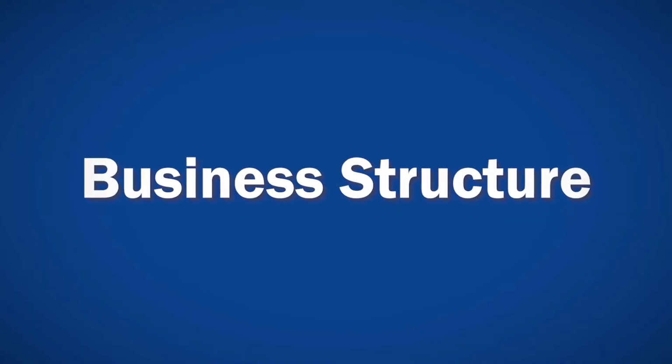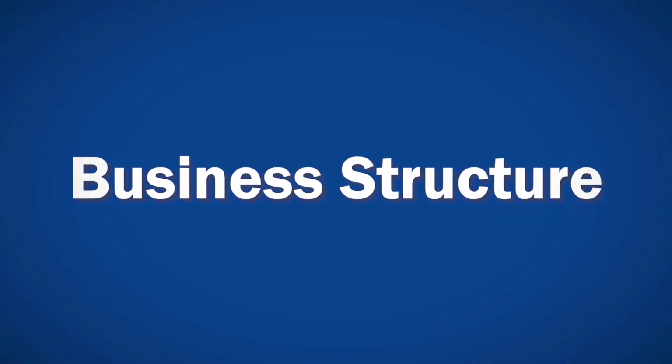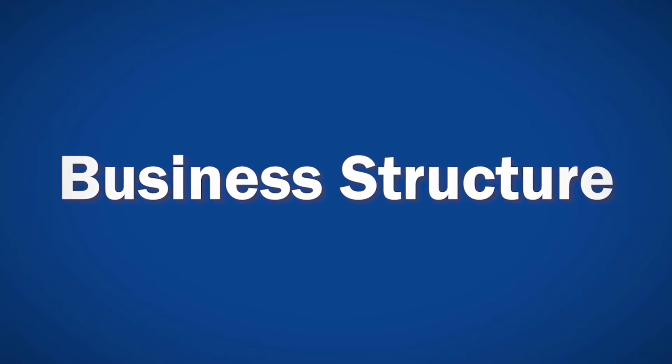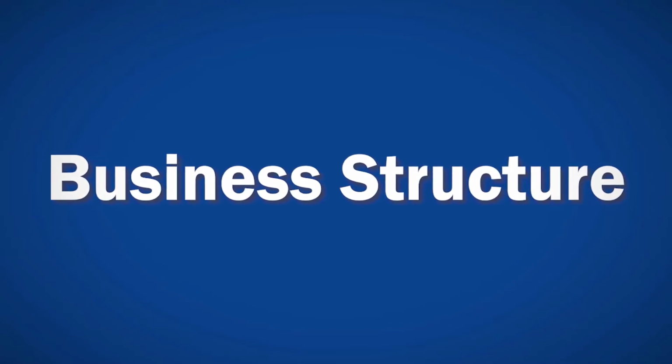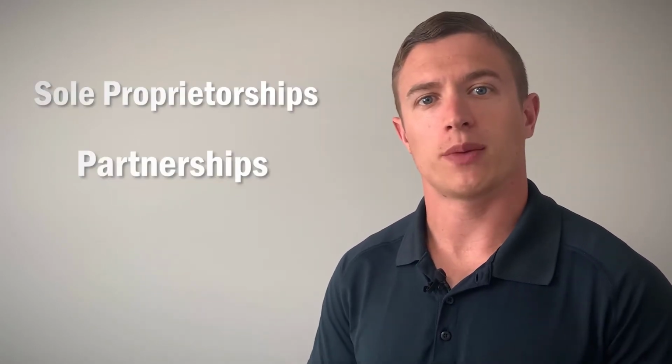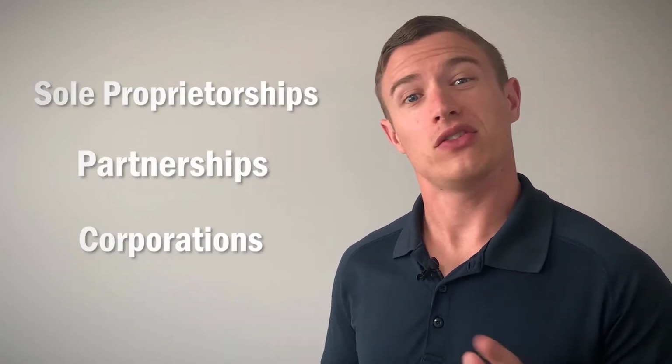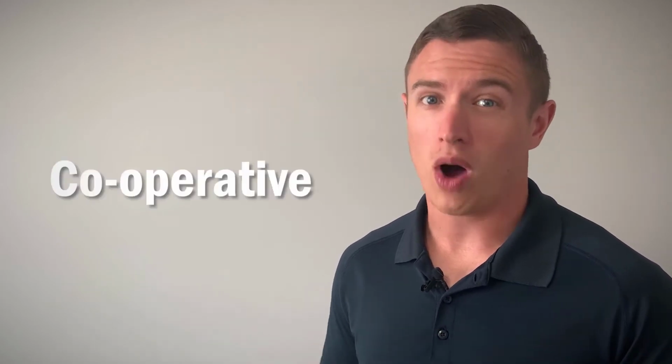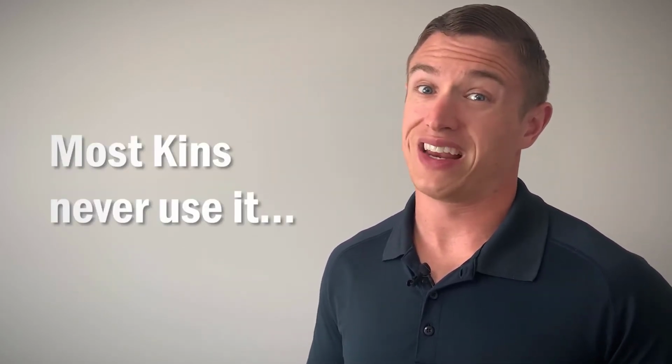The first thing you need to do is determine what kind of business structure you want to use. Businesses are successful when the owners and their team know exactly who they are and what their niche is. The three most common business types are sole proprietorships, partnerships, and corporations. There is also a fourth type known as a cooperative, but we're going to skip that one because most kinesiologists never end up using it.